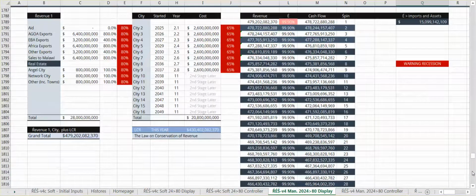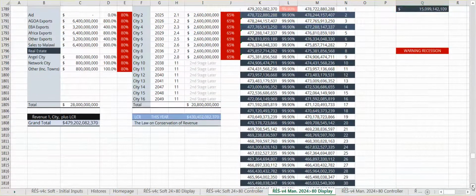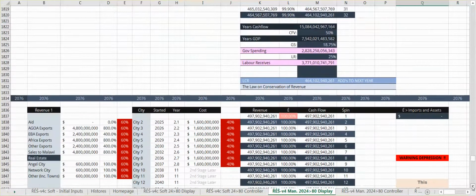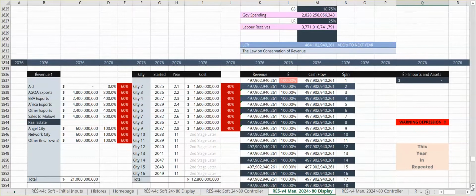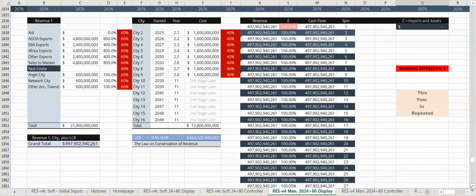Okay, 2075. Until we see two different versions of 2076. This is version 1. In 2076 version 1 and 2, I adjust non-LCR revenue down to 40%. That's just the point here.